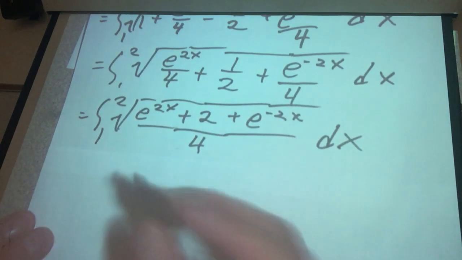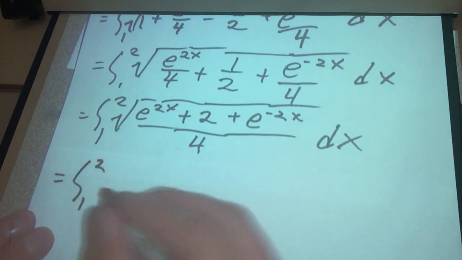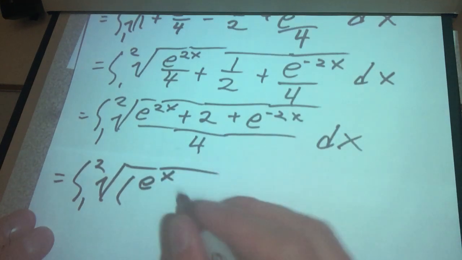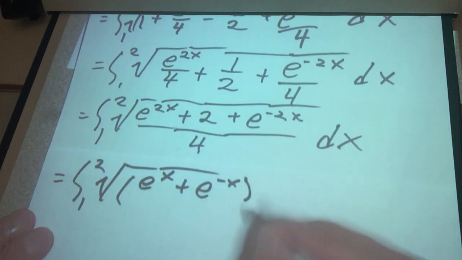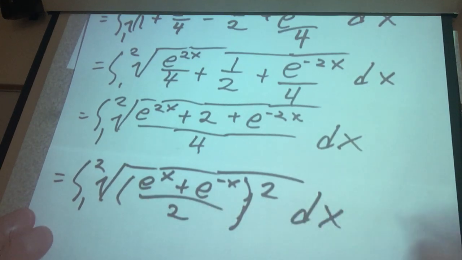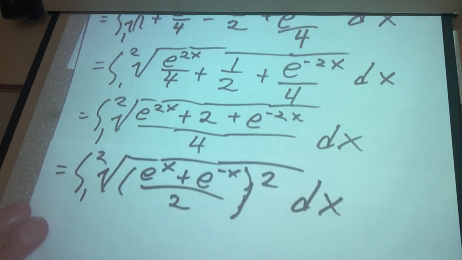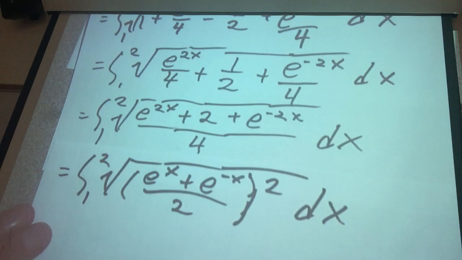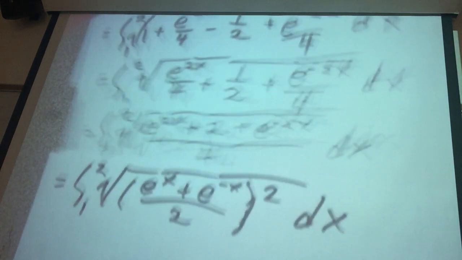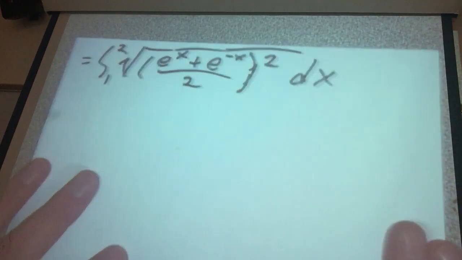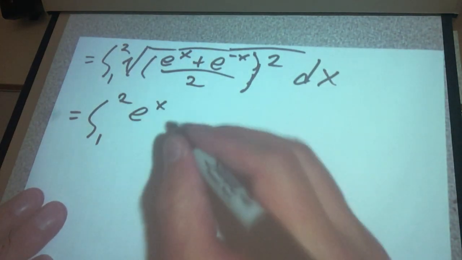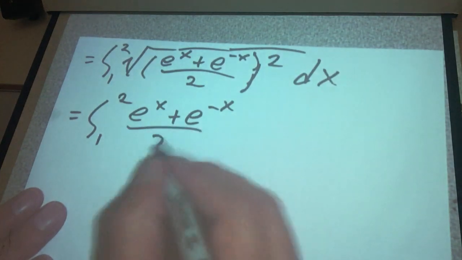Okay, so that would equal the integral from 1 to 2 of the square root of e to the x plus e to the minus x, squared, divided by 2, an integral with respect to x. Now the square root is going to undo the square. And so this is going to become the integral from 1 to 2 of now just e to the x plus e to the minus x, now divided by 2, an integral with respect to x.